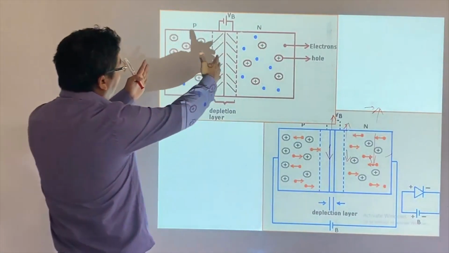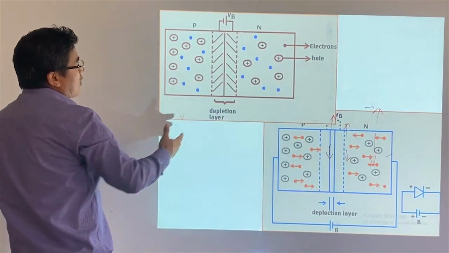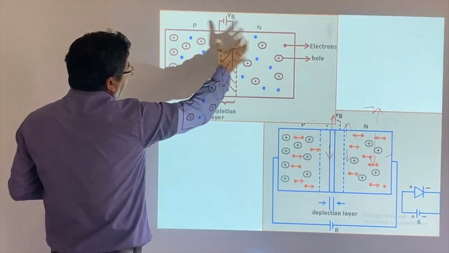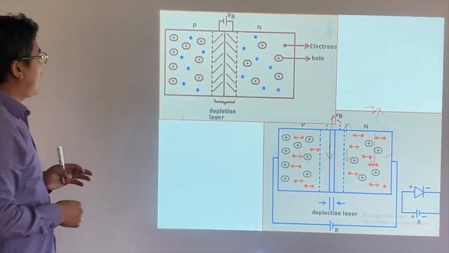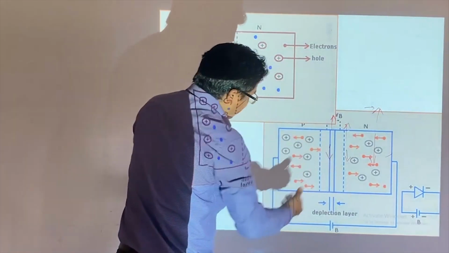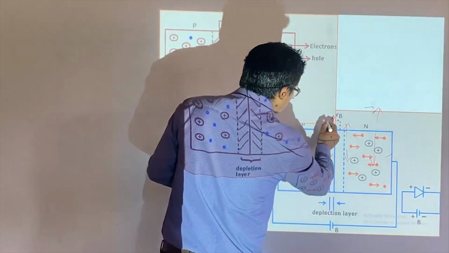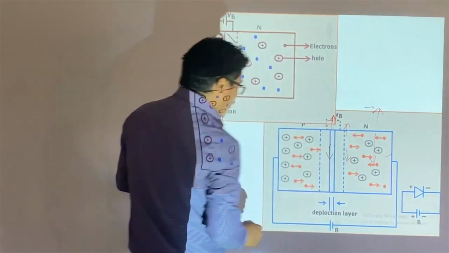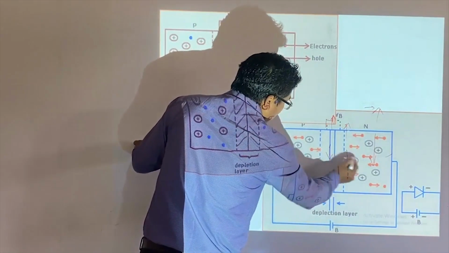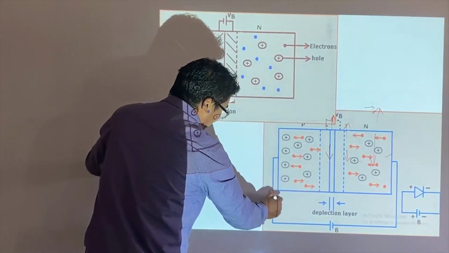This is without biasing. That means there are so many electrons in the n-type semiconductor, the n-side, and so many holes in the p-type semiconductor. After biasing, this barrier is going to reduce. Due to this, a hole goes into this side, and an electron goes into this side. Therefore there will be a current.